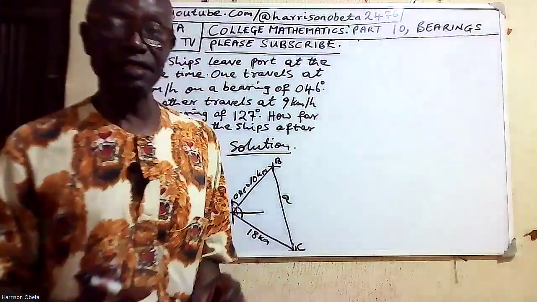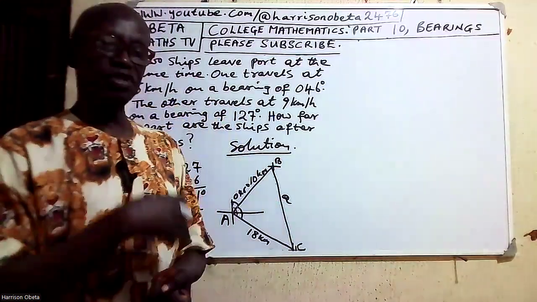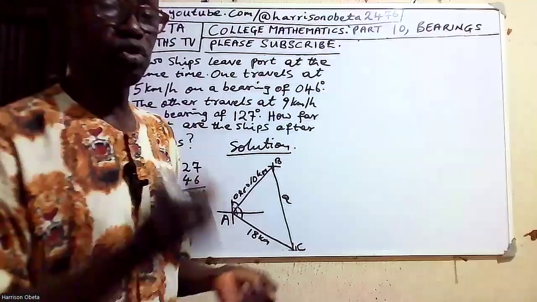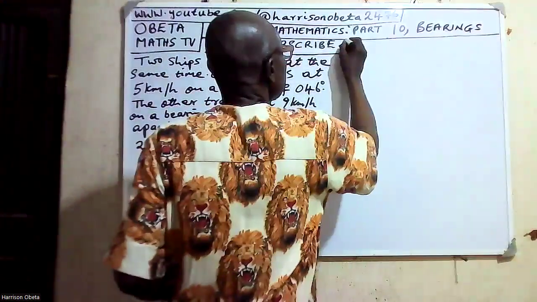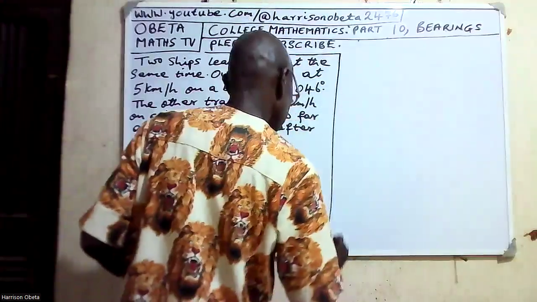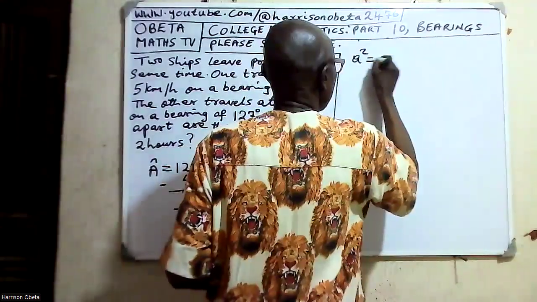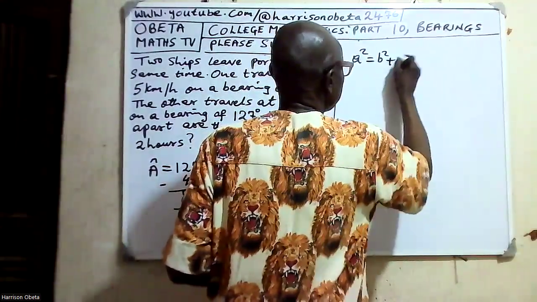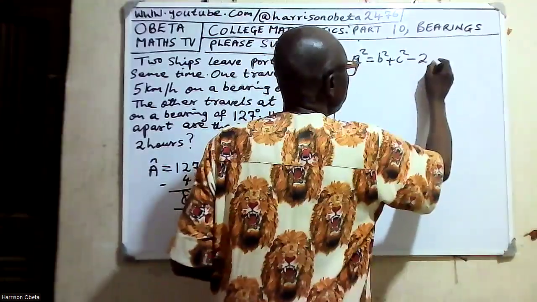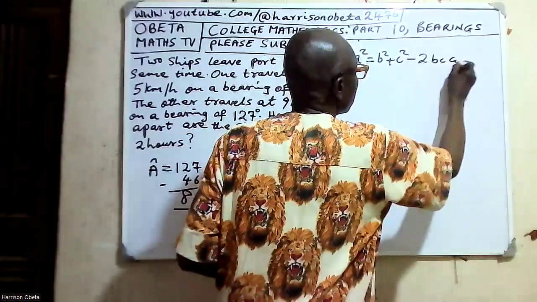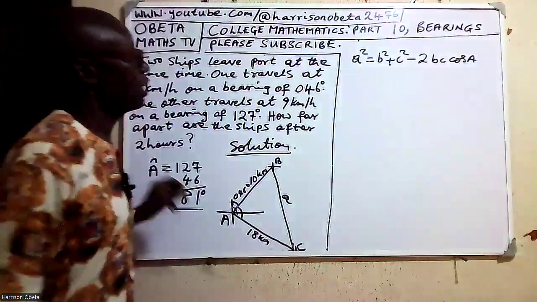When you are given two sides and one angle, you have to use the cosine rule. But if you are given two angles or three angles with one side, you use the sine rule. So we move on. That means we are now talking of a squared equal to b squared plus c squared minus 2bc cos A. Remember that we have gotten A to be 81.